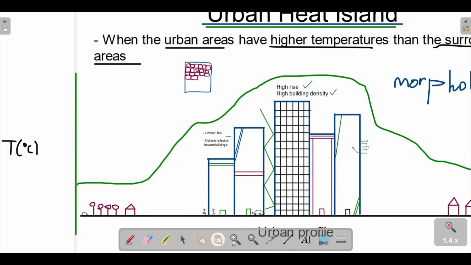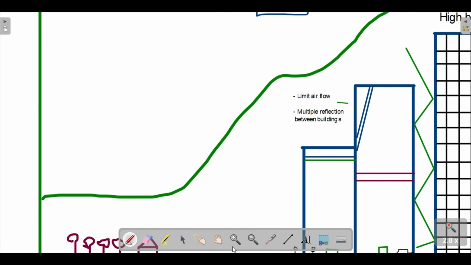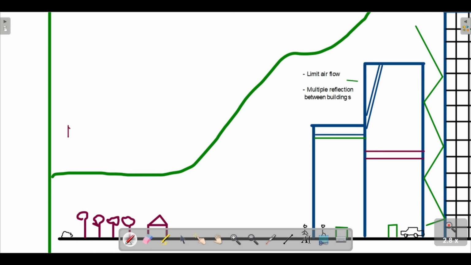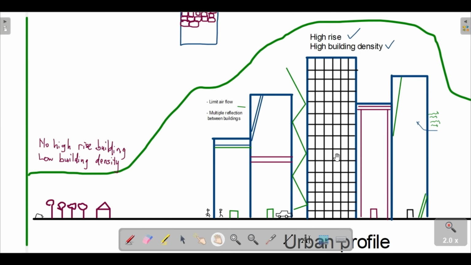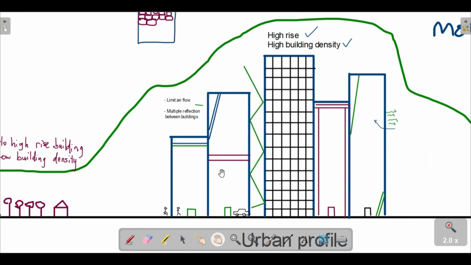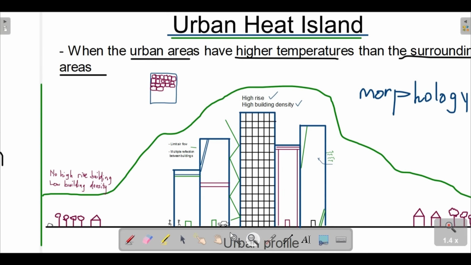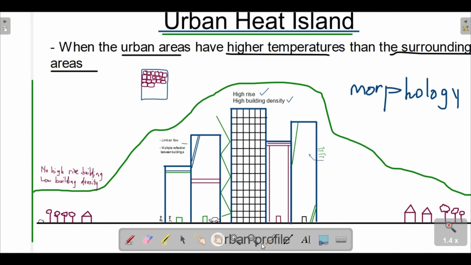Remember that the surrounding rural areas do not have high-rise buildings. Generally, buildings are less dense, so there's going to be low building density. It's sparsely populated and there's less activity, there are fewer people, and the buildings are far from each other. These are some of the things that we have to consider first before we get into urban heat island.